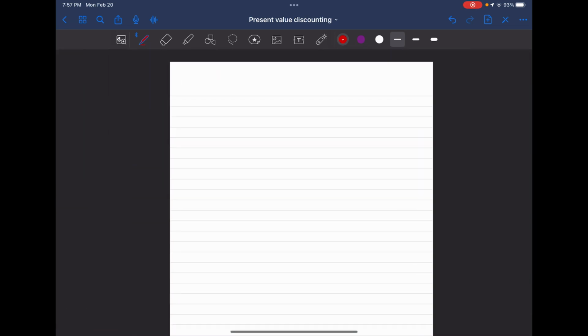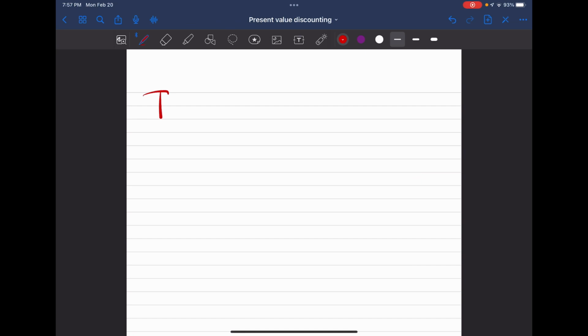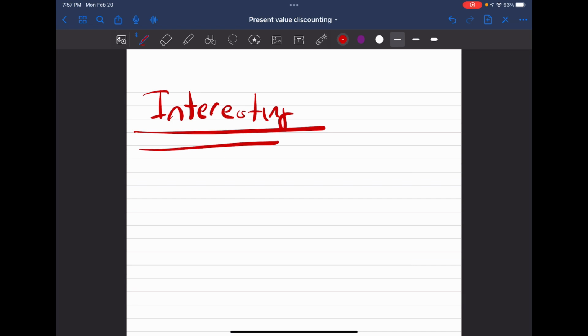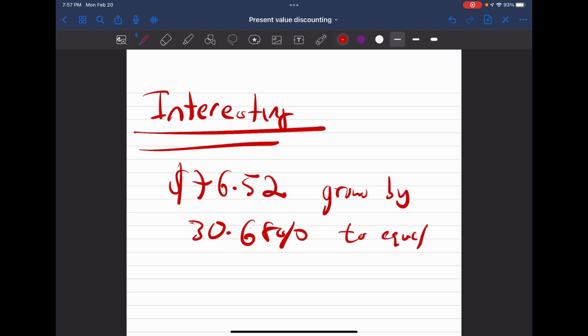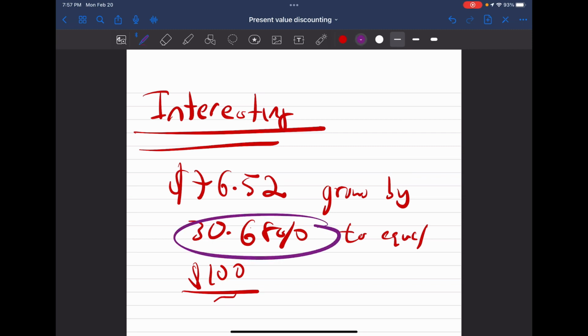Now let's have something interesting. You can skip this part if you want to, but we can notice something interesting here: the effect of compounding. We can see that $76.52 grows, if you use the percentage change formula, by 30.68% to equal $100. So it grows by this much.